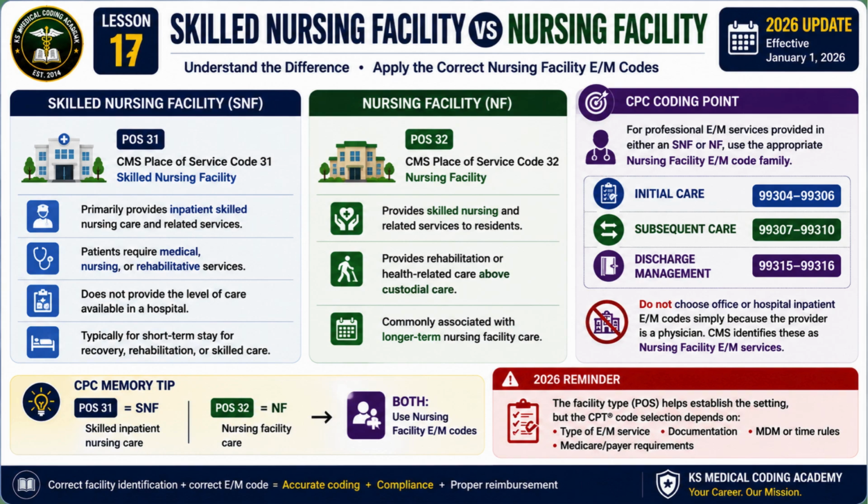CMS identifies 99304 through 99306 for initial nursing facility care, 99307 through 99310 for subsequent care, and 99315 through 99316 for discharge services. One important point: the place of service identifies the setting, but the CPT code selection also depends on the service performed, documentation, MDM or applicable time rules, and payer requirements. So your CPC memory tip is simple: POS 31, SNF. POS 32, NF. Both, nursing facility E/M coding. Next, we'll examine initial versus subsequent nursing facility care.